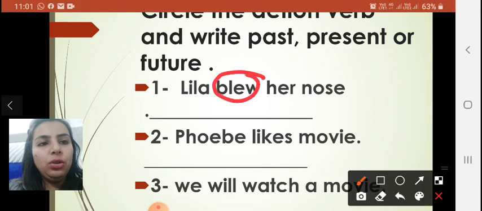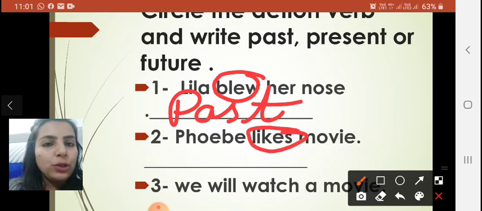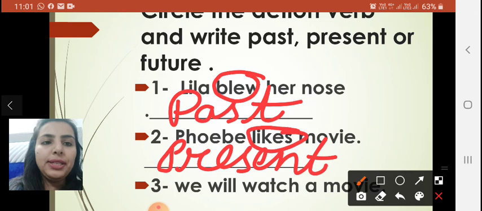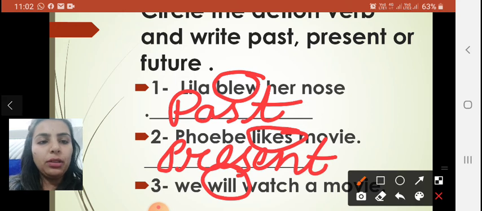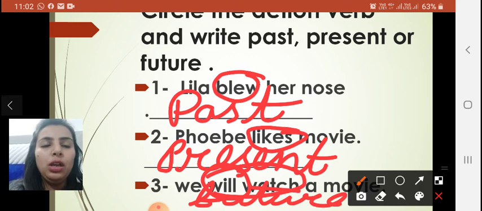First one was blew and past. Second, Phoebe likes movie. Here our verb is likes and here is an S with the like. So which tense is it? Yes, present tense. And the last is we will watch a movie. Here the verb is will watch. So will is used for the future tense. Write down future. Blew tells us that it is past tense. Likes tells us it is present tense. And will watch tells us that it is future tense.